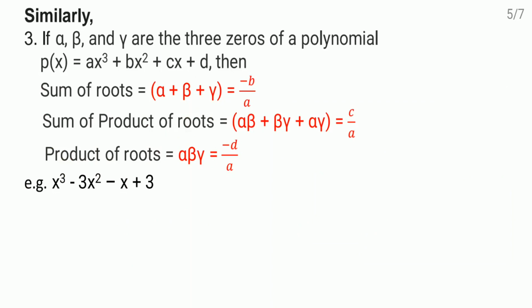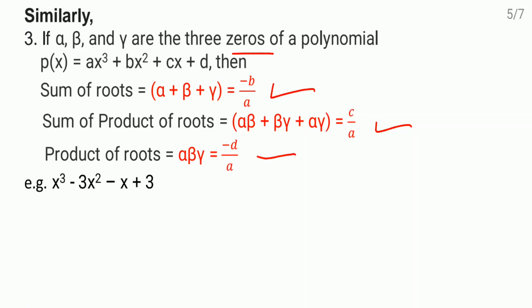Similarly, if alpha, beta and gamma are the three zeros of a polynomial p of x, a x cube plus b x square plus c x plus d. This is the format of the cubic polynomial. Then the sum of the roots, alpha plus beta plus gamma, the formula is minus b by a. Sum of product of roots, so alpha beta plus beta gamma plus alpha gamma, is equal to c by a, and product of roots, alpha beta gamma, is equal to minus d by a.